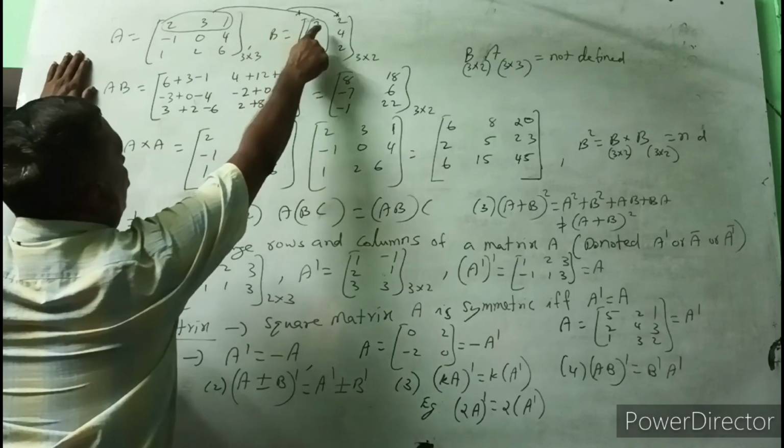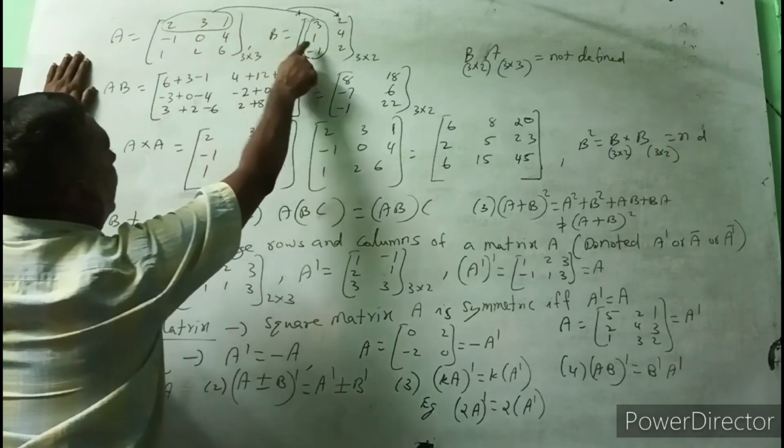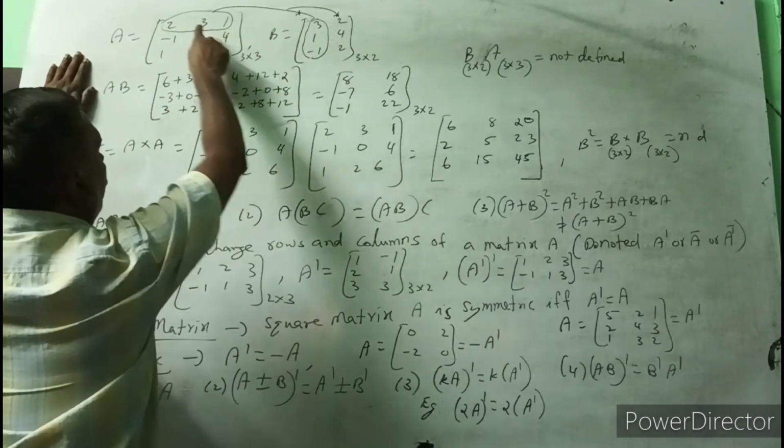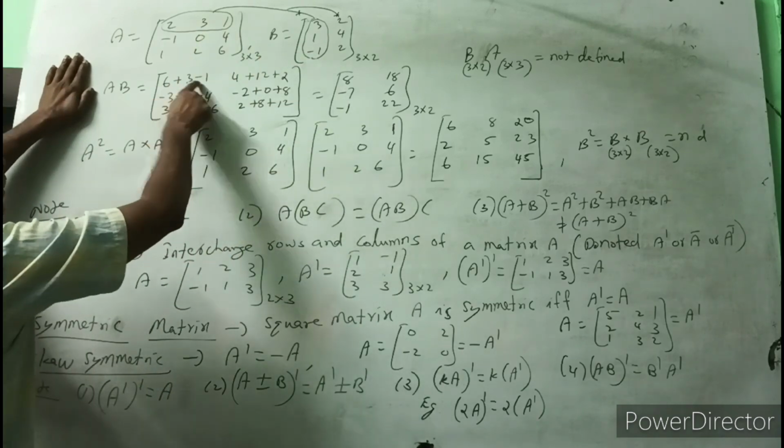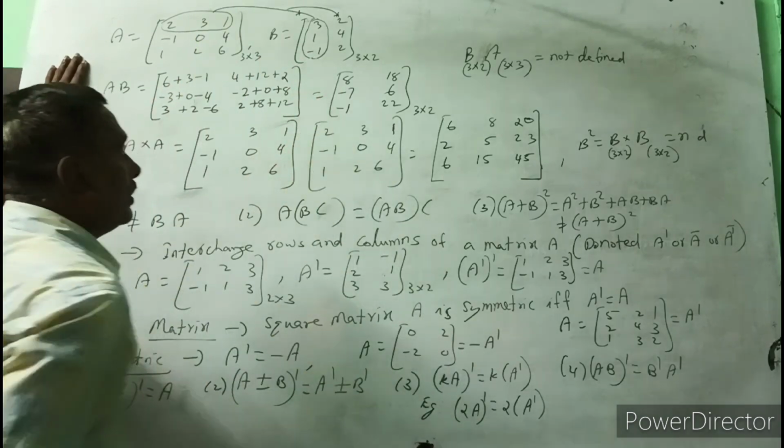You see that 2, 3, 6, 3 into 1. Here the row, here the column. 3 into 1, 3. 1 into minus 1, minus 1. This total will come to 8.